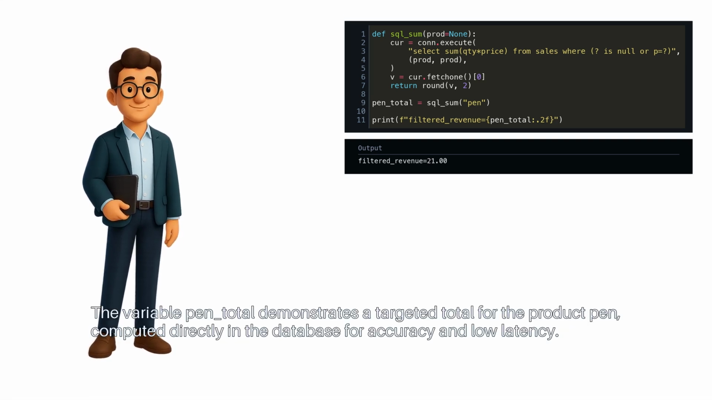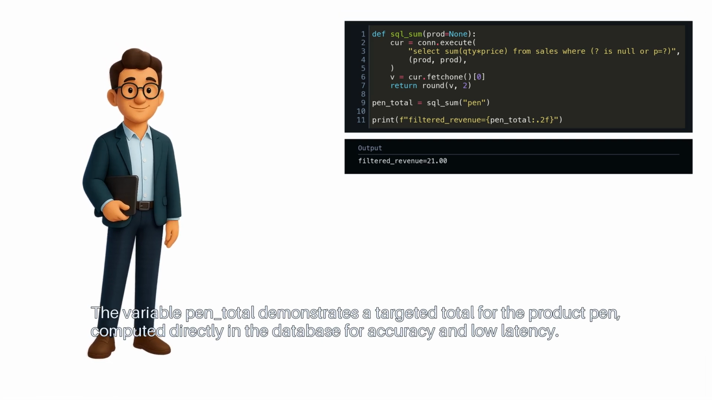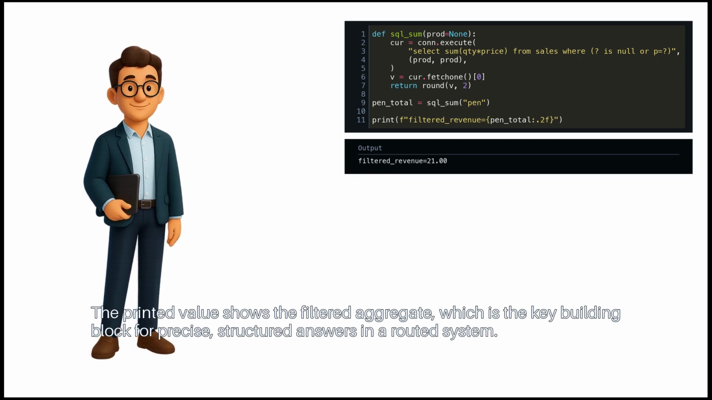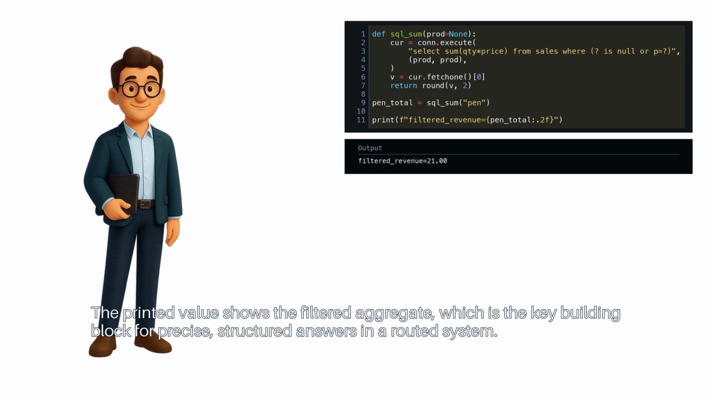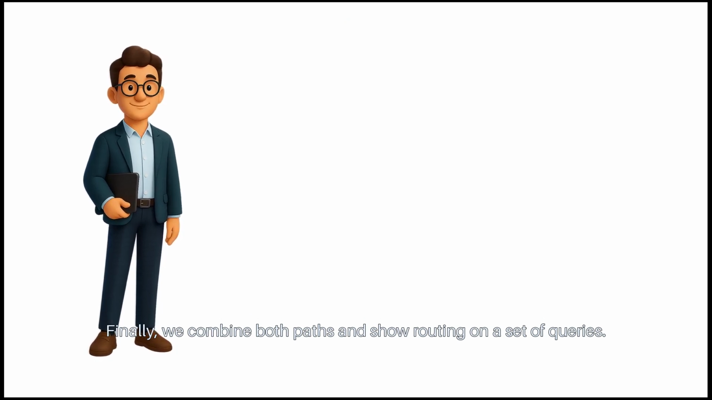The variable pen_total demonstrates a targeted total for the product pen, computed directly in the database for accuracy and low latency. The printed value shows the filtered aggregate, which is the key building block for precise, structured answers in a routed system. Finally, we combine both paths and show routing on a set of queries.